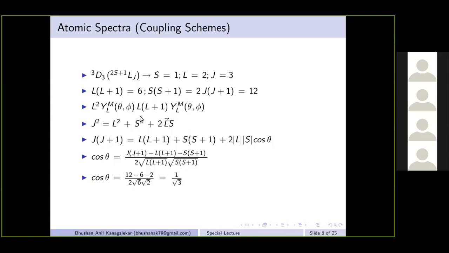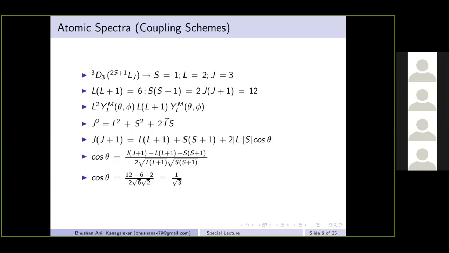According to vector algebra, J square is equal to L square plus S square plus 2 L dot S. This is the triangle law of vector addition. In quantum mechanics, this leads to J(J+1), L(L+1), S(S+1), and 2 times mod of L and mod of S and cos theta. That is where we get the angle between the L and S vectors. L and S vectors couple to give J, and the angle between L and S is decided by this cos theta.